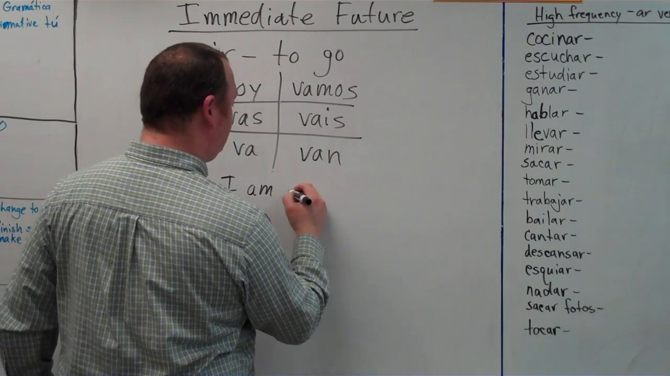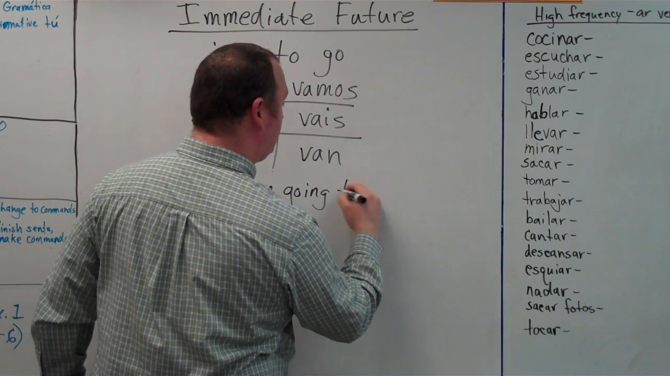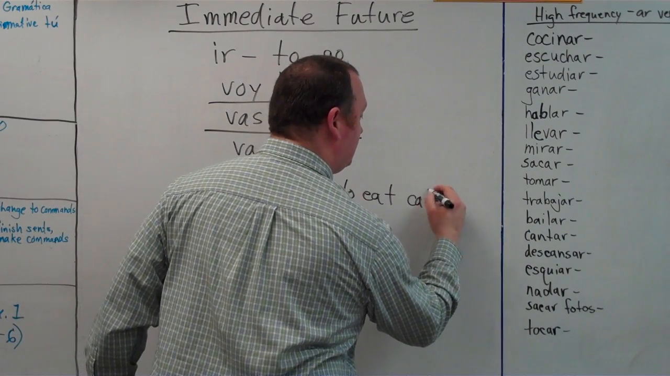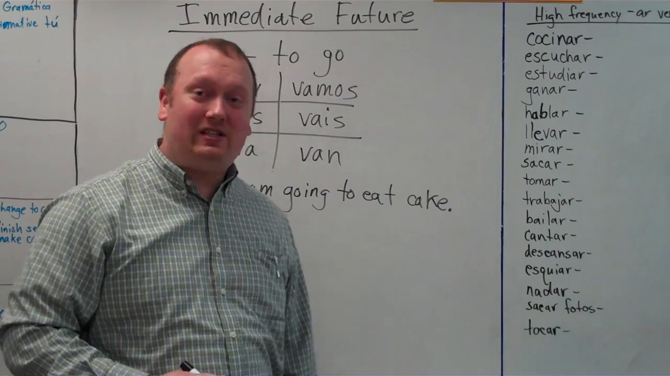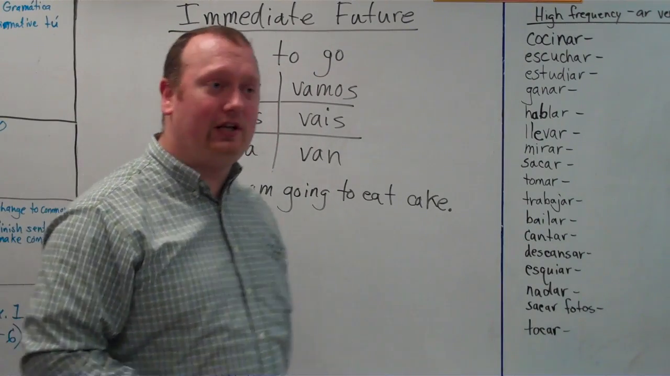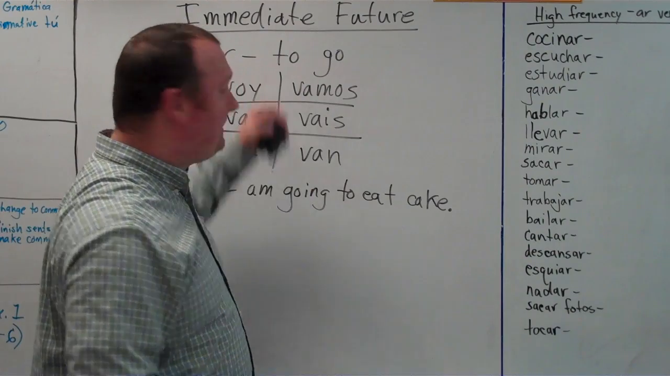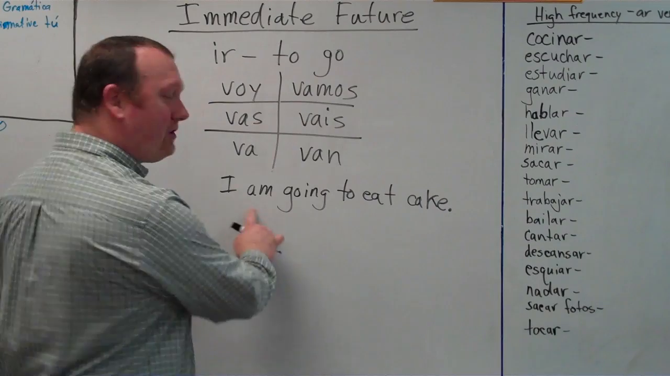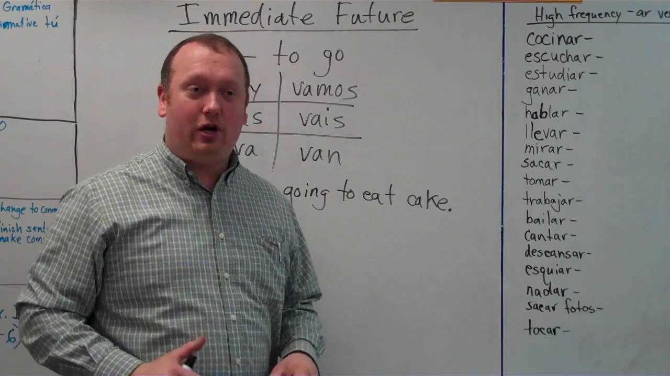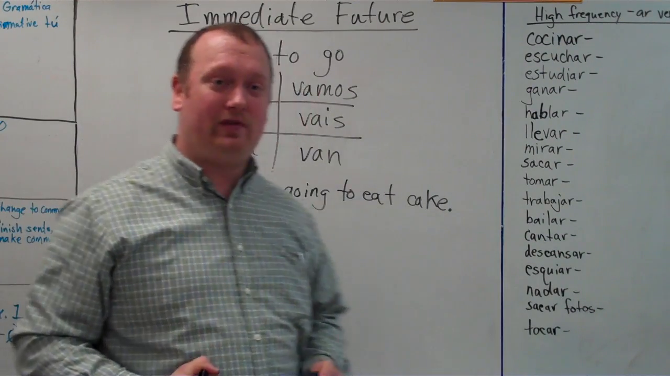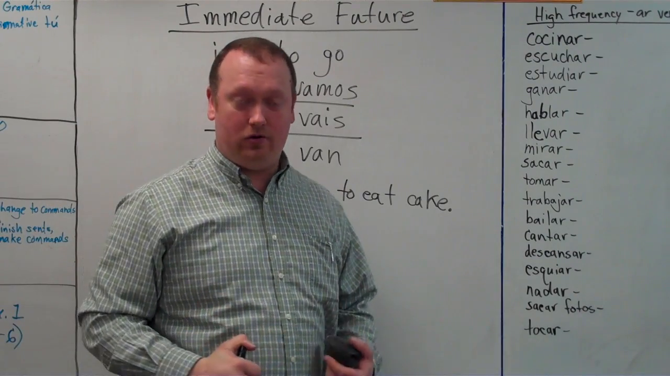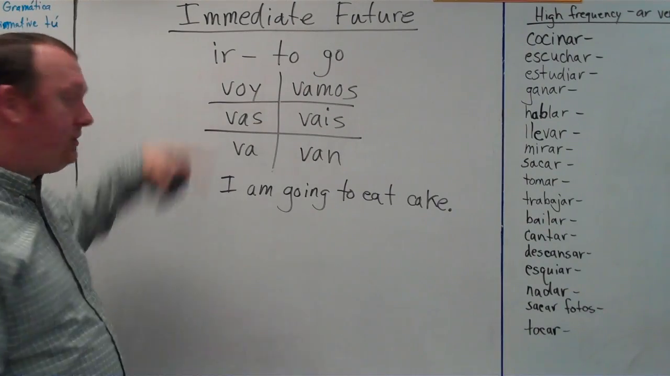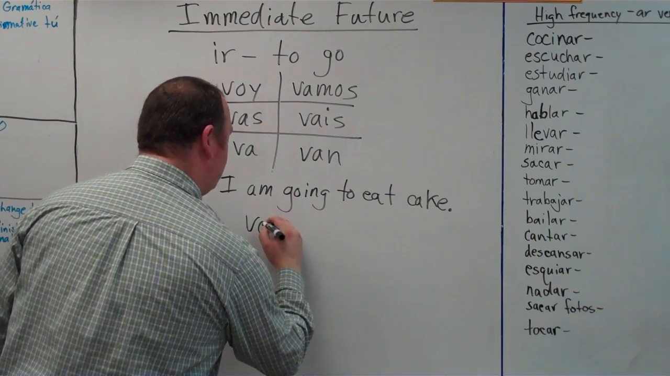I am going to eat cake. Okay, I'm going to eat cake is our English sentence. So let's translate it to Spanish using this immediate future tense. So here's how you would do that. First you're going to say, I'm going to. So you're going to use the yo form, the I form of the verb ir, of the verb go. So what is the yo form? Right here it is. Voy. So we're going to say voy.